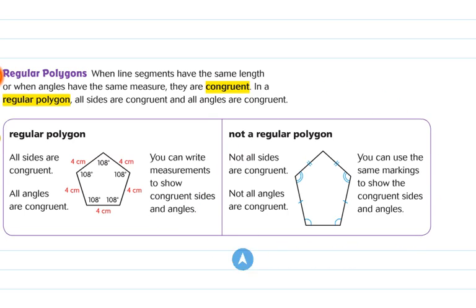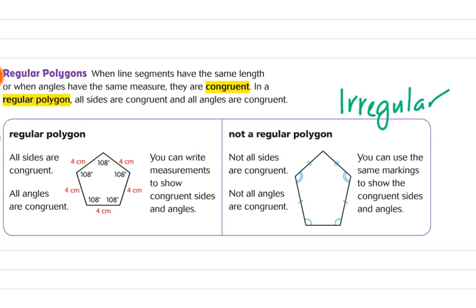Now we're going to look over here to a not regular polygon, and sometimes this is referred to as an irregular polygon. So in an irregular polygon, not all sides are congruent. We see that this side is congruent to that side. That's why they have 2 dashes on those line segments. And this side is congruent to that side. That's why there's 1 dash on each.